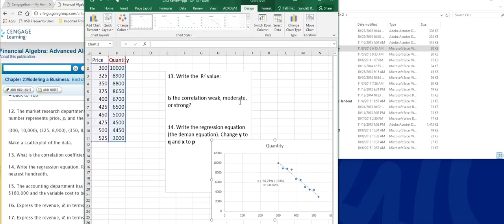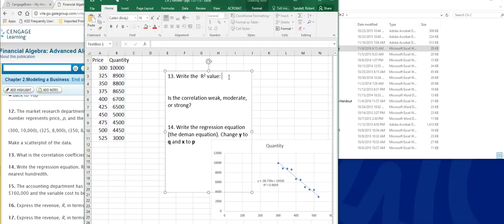So write the R squared value. Here is R squared. So it's 96%. Actually, let's round that up to 97%. If you recall from section 2, the correlation coefficient, anything above 70% was a strong correlation. That means these numbers are predictable. We can rely on these numbers fairly confidently because as the price goes up, the quantity goes down, and that's the way that demand should operate.